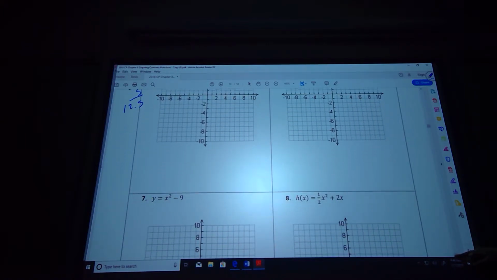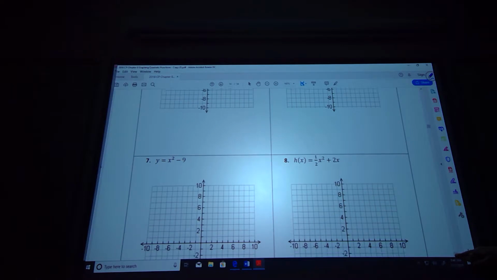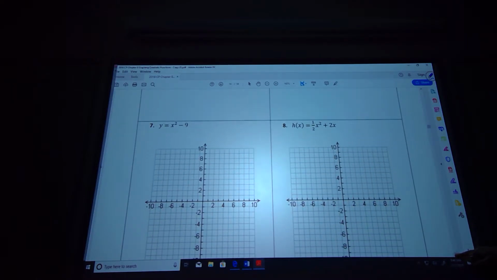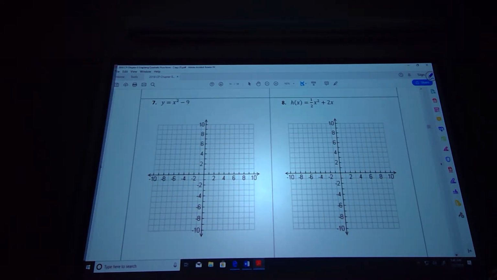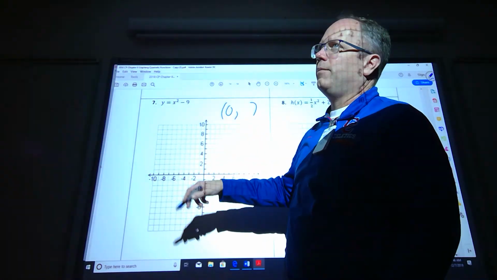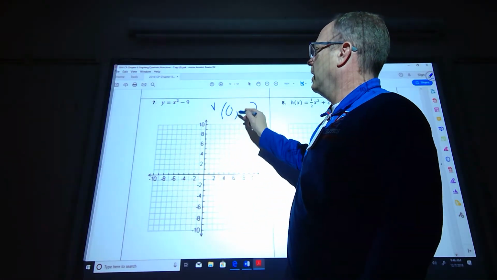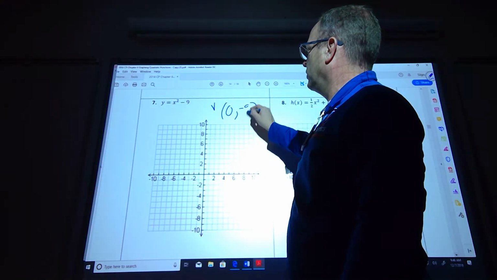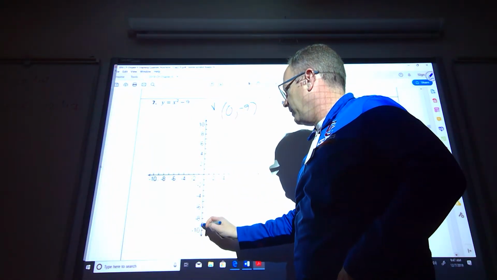Number 7. We don't have a b value on number 7, so the b value must be 0. And that's going to be nice when we use negative b over 2a. That's just going to have a 0 as the x component of my vertex. And then plug that back in, I get negative 9. So 0, negative 9, which is right down here.